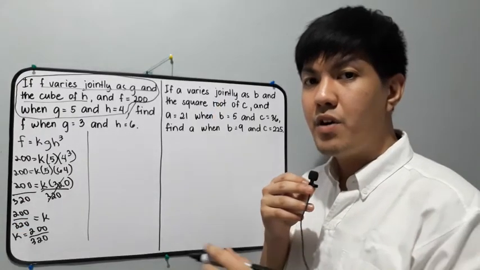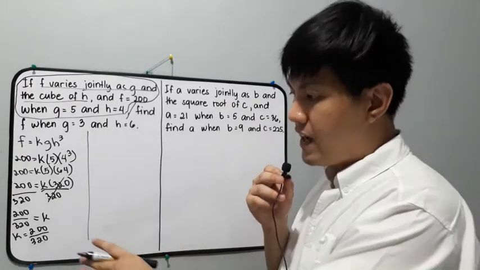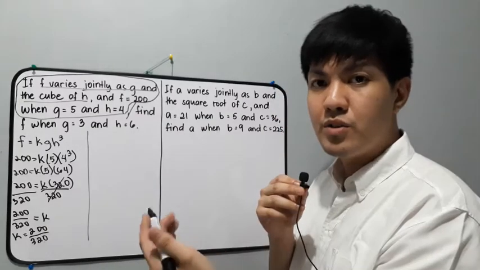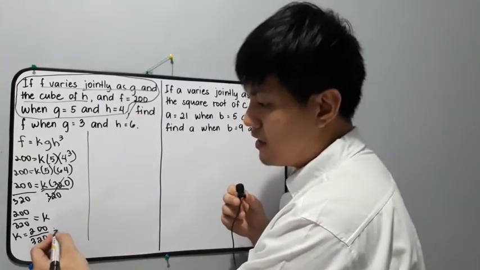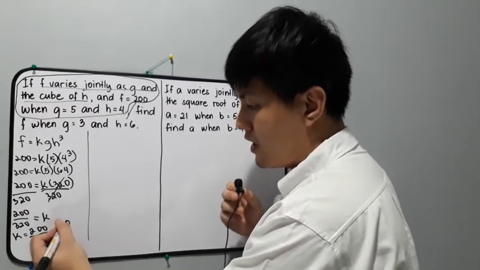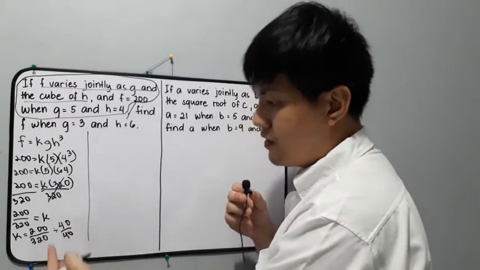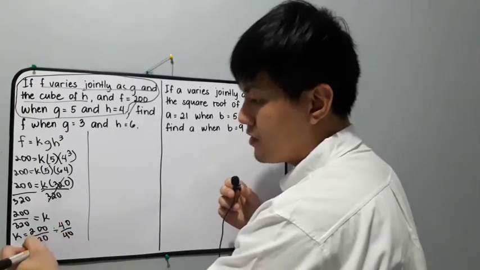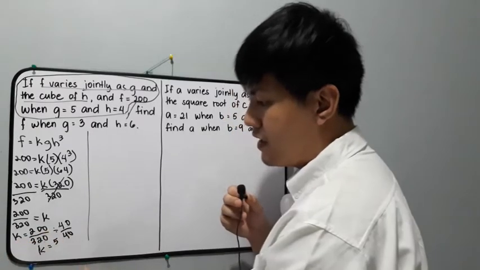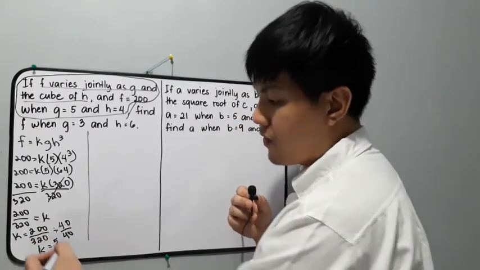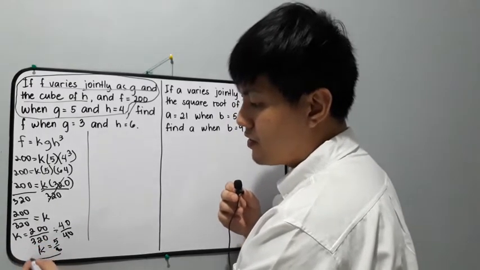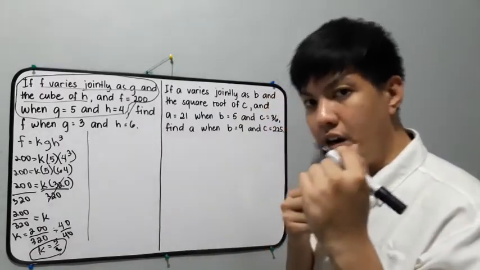This is not yet our final answer. To simplify it more, we have to get its lowest term. And to get its lowest term, we have to divide both numerator and denominator by 40. 200 divided by 40 is 5. So we have here k 5, and 320 divided by 40 is 8. So our final answer here is 5 over 8.